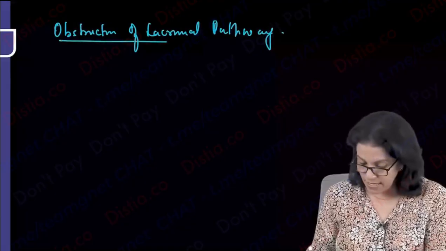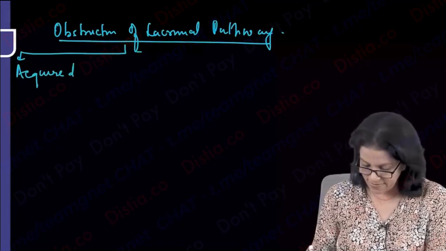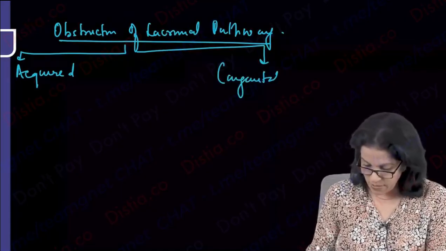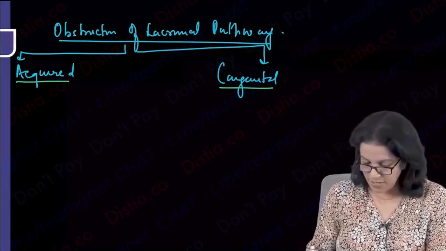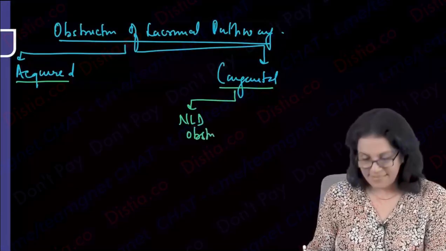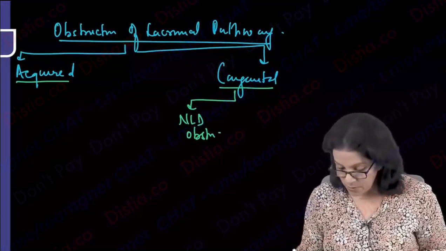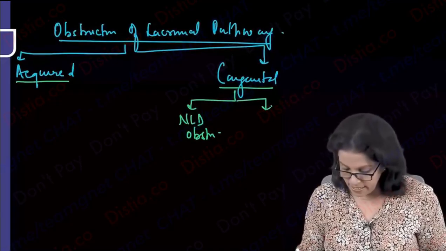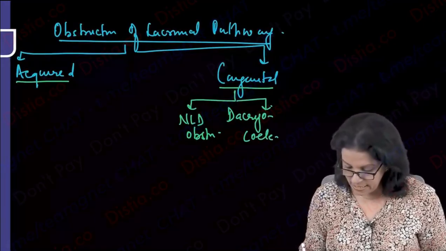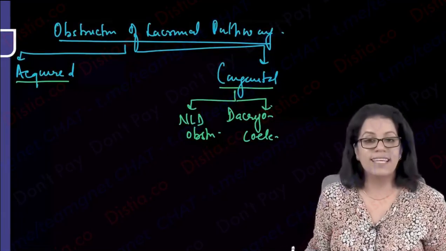You can classify it as acquired and congenital. Okay. So when you say acquired and congenital, what can be the cause? Either it is a nasolacrimal duct obstruction because of non-canalization of NLD, we'll be writing it shortly, or it could be due to some dacryocele formation. Cystic swelling here, dacryocele formation. So this is a congenital dacryocele. These can be the two causes.